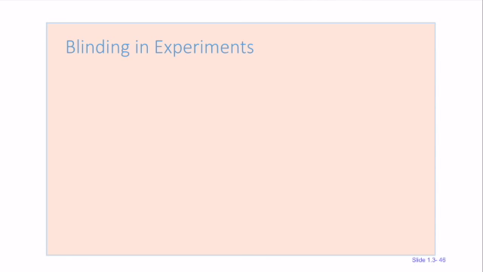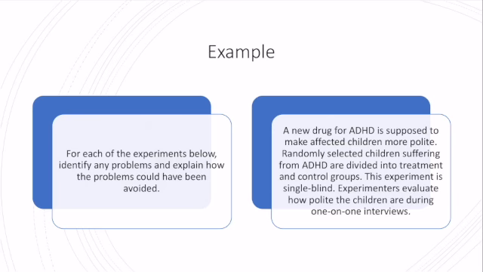So for each of these below, identify any problems and explain how the problems could have been avoided. So let's say a new drug for ADHD is supposed to make affected children more polite. Randomly selected children suffering from ADHD are divided into two groups, and this experiment is single blind. So the experimenters know who's in the control group and who's in the treatment group. And the experimenters evaluate how polite the children are during one-on-one interviews.